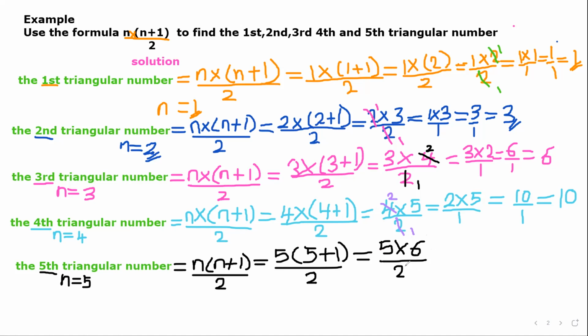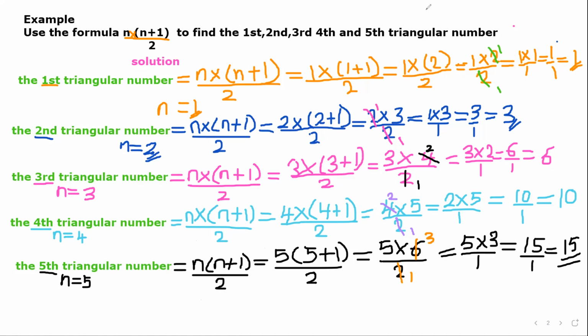Are you okay? Good. Because of the multiplication sign between the 5 and 6, we can use the 2 to cancel any one of them here. So you can use this 6 and the 2 because they are the even numbers. So 2 goes here 1 and 2 goes here 3. Okay, good. Now you write the remaining numbers, which is 5 times what? 3 or 1. You can never use 1 to cancel numbers, so you proceed, which is 15 over 1. And the fifth triangular number is what? Is 15. Okay, good. That is how you find the fifth triangular numbers.